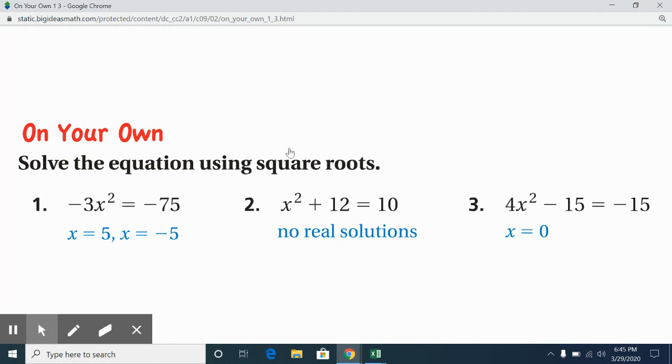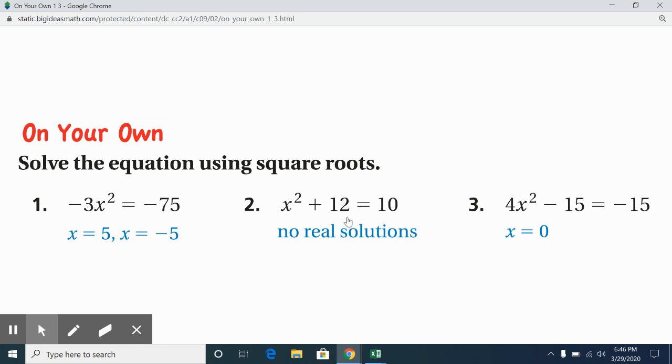Okay, so in number 1, we're simply dividing by negative 3 to get x squared equals 25. And then we're taking the square roots. When I say we're taking the square roots, that means the positive and negative answer. So that's where we get a positive 5 and a negative 5.